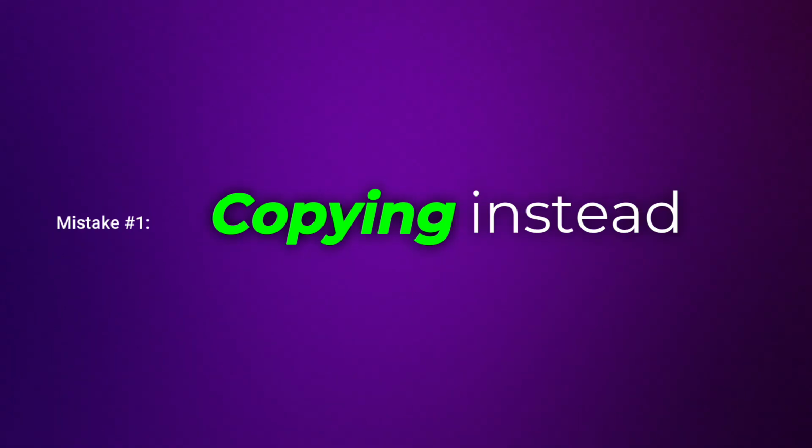Some further common competitor analysis mistakes that we see end up killing results. Mistake number 1, copying instead of improving. Especially now, you can't just copy what competitors are doing. That makes you a follower, not a leader, and the algorithms understand this to a certain degree. So the goal is to identify what works and then do it better. Bring something new to the conversation.